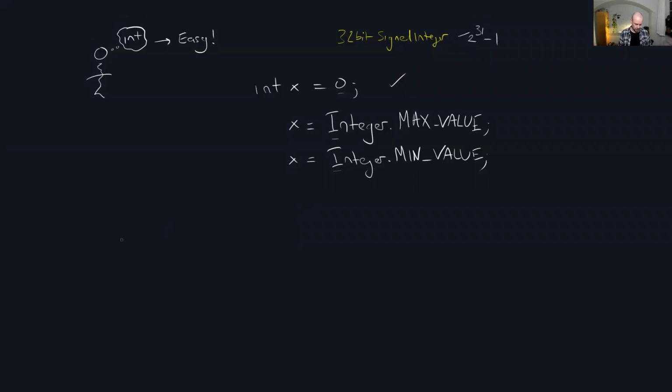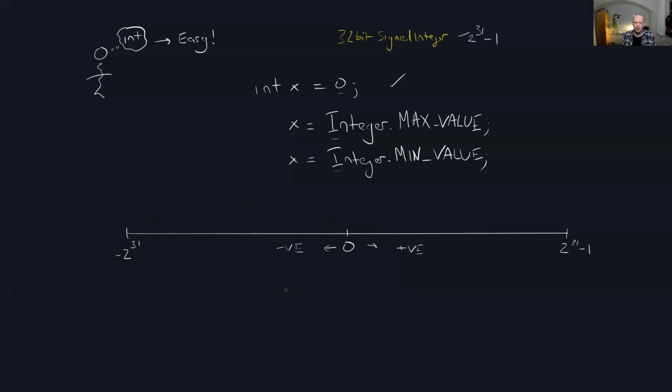Let me try to artistically draw a number line. Amazing how straight my lines can be with this tablet. So we have 0 in the middle when it comes to integers. Then we have all our negative values on one side, and on the other we have all our positive values. We also know that the smallest number is going to be minus 2 to the power of 31, and our largest is going to be 2 to the 31 minus 1. So this gives us really good places to look.